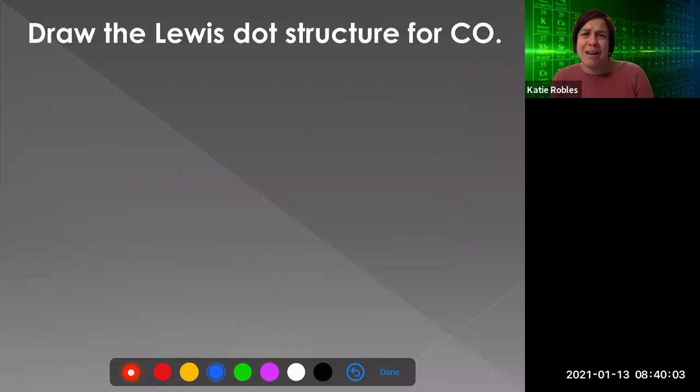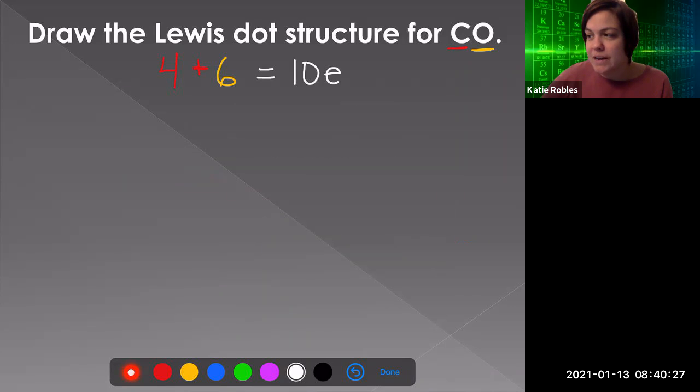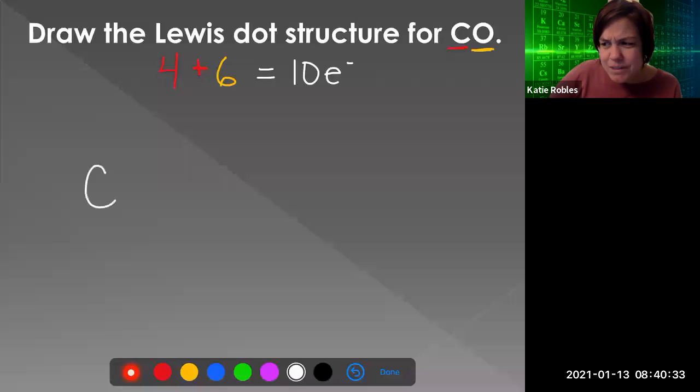Now let's do a little bit more of a complicated one. Let's do CO, which is carbon monoxide. So the first thing I want to do is get my bank. So I've got 4 electrons from the carbon plus 6 valence electrons from the oxygen, which is going to give me a total of 10 valence electrons. I don't have to pick a central atom because there are only 2 of them, C and O.